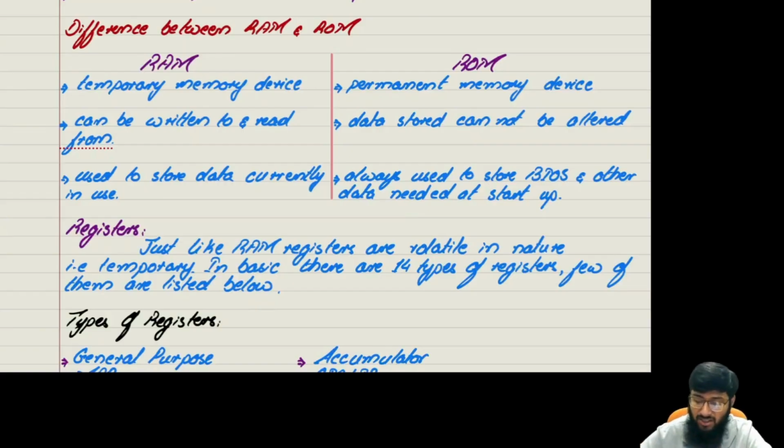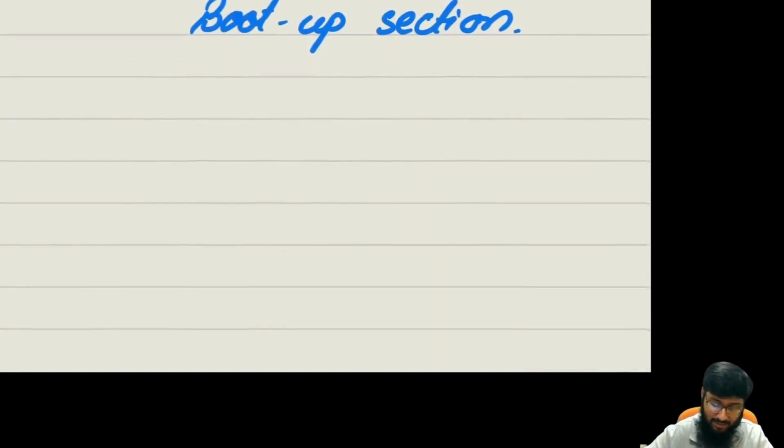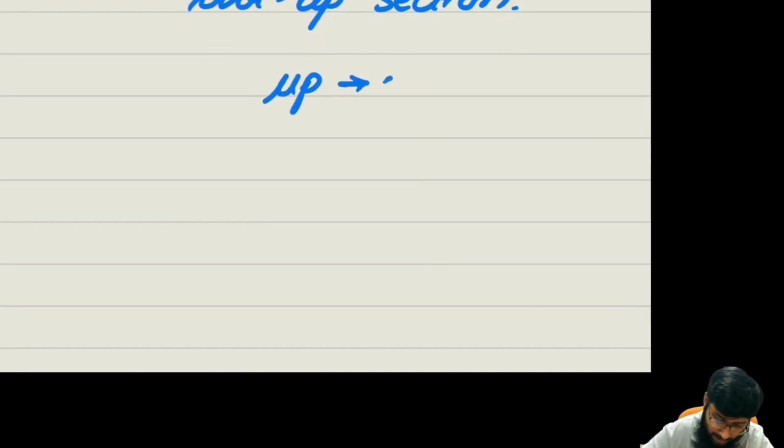Now coming towards the registers, just like the RAM, registers are also volatile in nature. Volatile means, as we just discussed, they are temporary in nature. Now a register is something like, if I just draw a rough diagram to understand this, just assume, okay, that's the symbol for the micro, so that's a microprocessor over here.